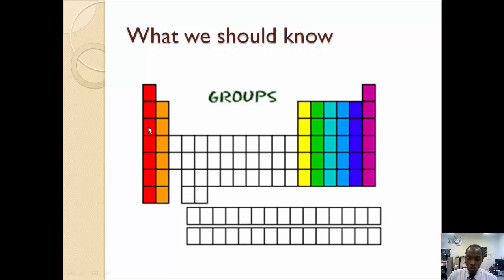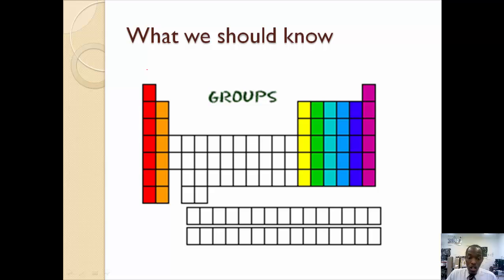We know that groups are the columns of the periodic table. All the elements in group 1 react similarly, all the elements in group 2 react similarly, and all the elements in group 13 react similarly, 14, 15, 16, 17, 18. The reason they react similarly is because of their valence electrons. Valence electrons are the electrons on the outermost energy level.